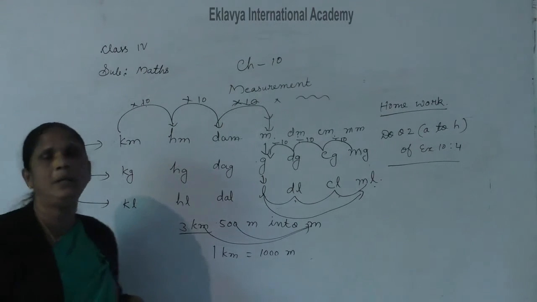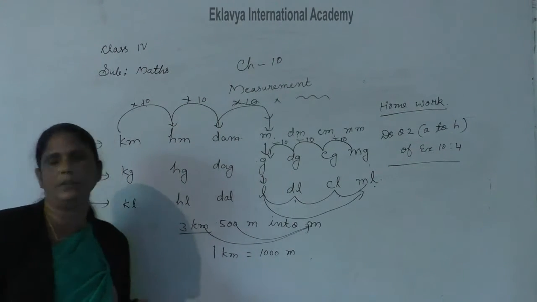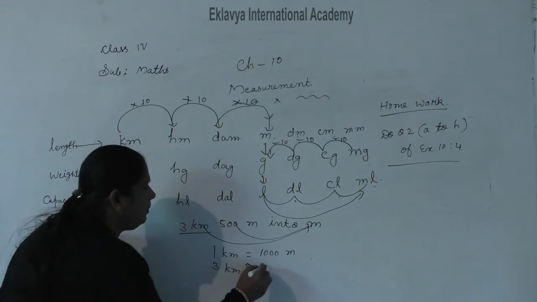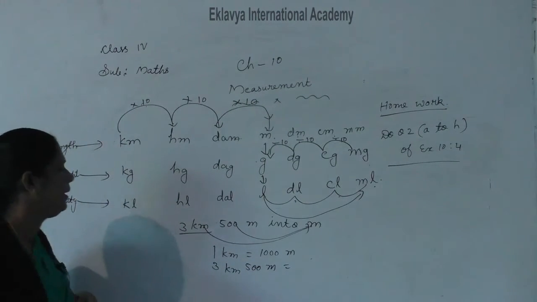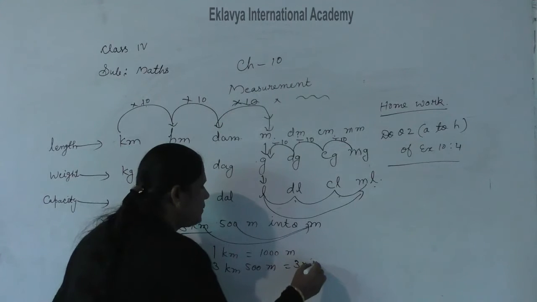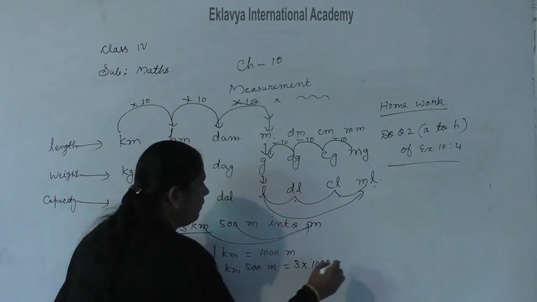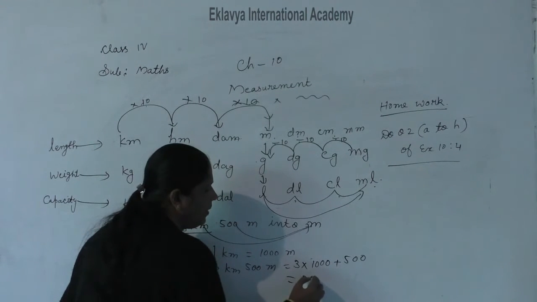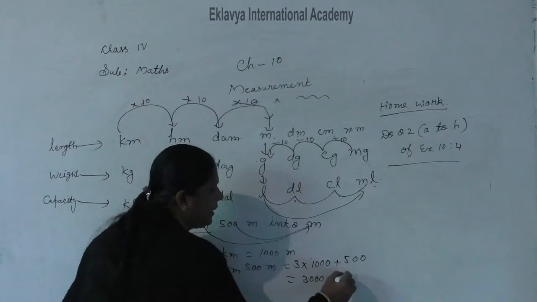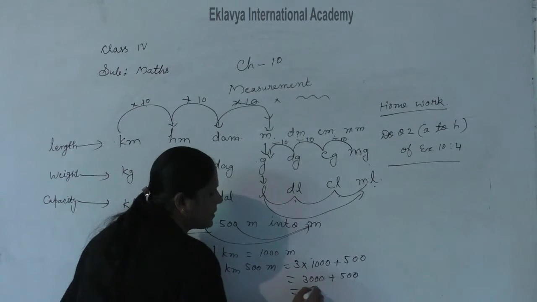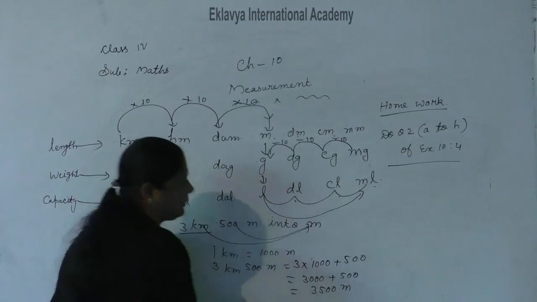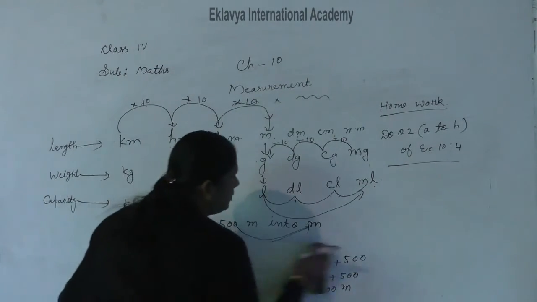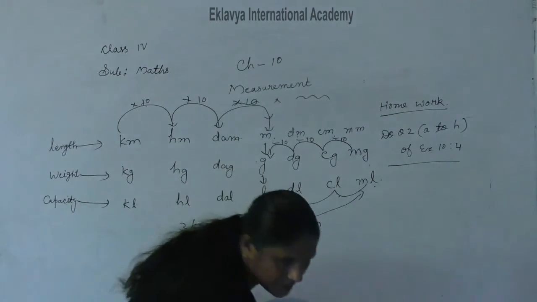How many meter in 1 kilometer? 1000 meter. Then 3 kilometer 500 meter is equal to 3 into 1000 plus 500, is equal to 3000 plus 500, is equal to 3500 meter. Understand? These we discussed in the previous class.